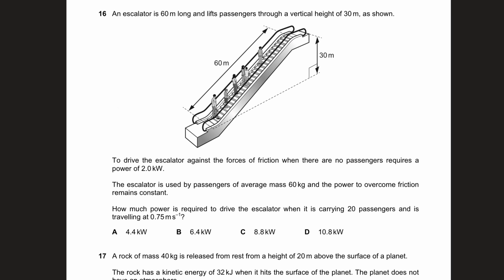So question number 60, this is a repeat question from 2014, so you may have seen this earlier. An escalator is 60 meters long and lifts passengers through a vertical height of 30 meters as shown. To drive the escalator against the forces of friction when there are no passengers requires a power of 2 kilowatts. The escalator is used by passengers of average mass 60 kilograms and the power to overcome friction remains constant. How much power is required to drive the escalator when it is carrying 20 passengers and is traveling at 0.75 meters per second?